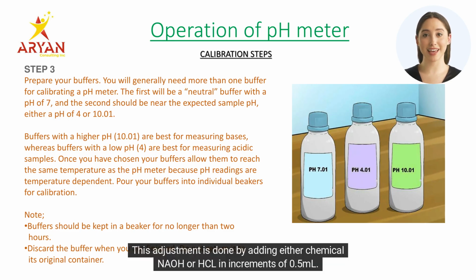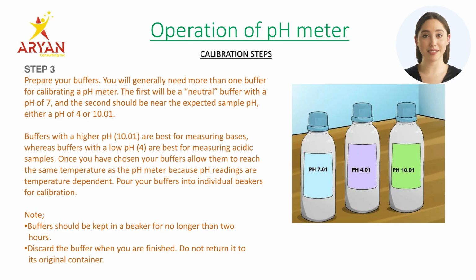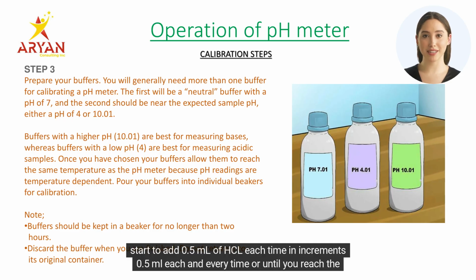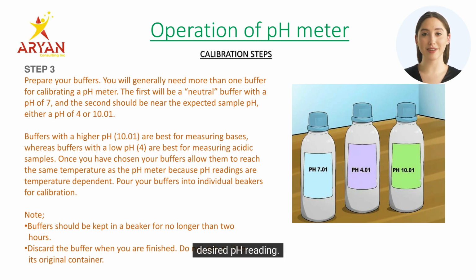This adjustment is done by adding either the chemical NaOH or HCl in increments of 0.5 milliliters. In practicality, if your pH reading is 8.5 and you are instructed to bring it down to 7, you would then start to add 0.5 milliliters of HCl each time, in increments of 0.5 milliliters each and every time, until you reach the desired pH reading. This is as simple as that.